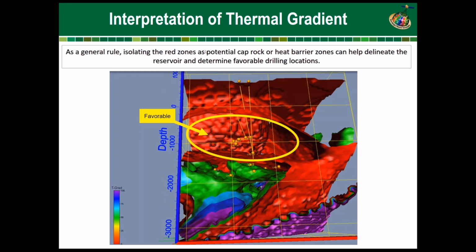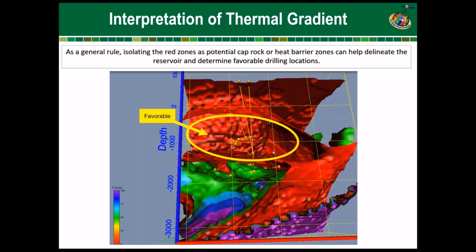As a general rule, isolating the red zones as potential caprock or heat barrier zones can help delineate the reservoir and determine favorable drilling conditions. In this particular case, we believe this is a favorable drilling condition. In other words, we have a heat source at the bottom, we have an encapsulated zero gradient zone at the top.